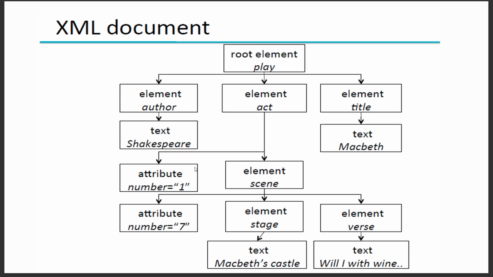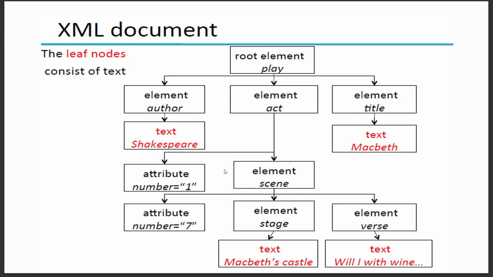Now the scene attribute number equals 1. If the attribute number equals 7, from scene it goes to stage. Then from stage, which verse, and under which verse, which text it is. Will I with wine. The text is Macbeth's castle. So like this, in a structured, proper format, I mention the contents in the XML document.